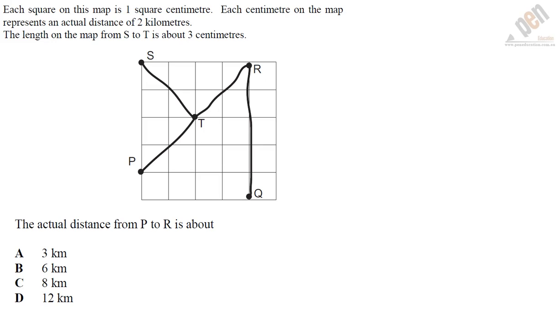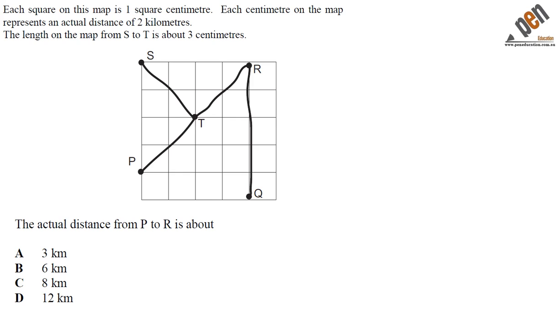Each square on this map is 1 square centimetre. Each centimetre on the map represents an actual distance of 2 kilometres. The length on the map from S to T is about 3 centimetres. The actual distance from P to R is about 3, 6, 8 or 12 kilometres.